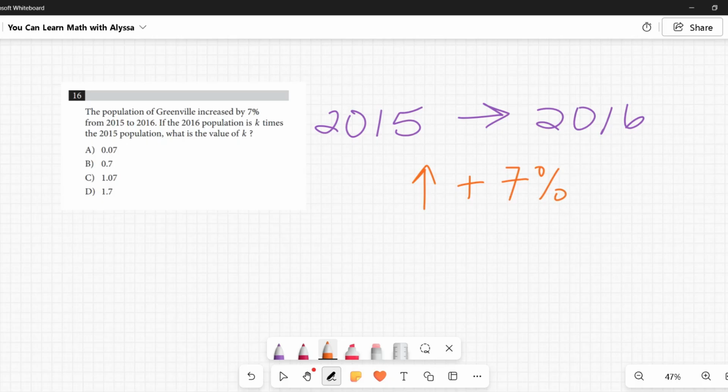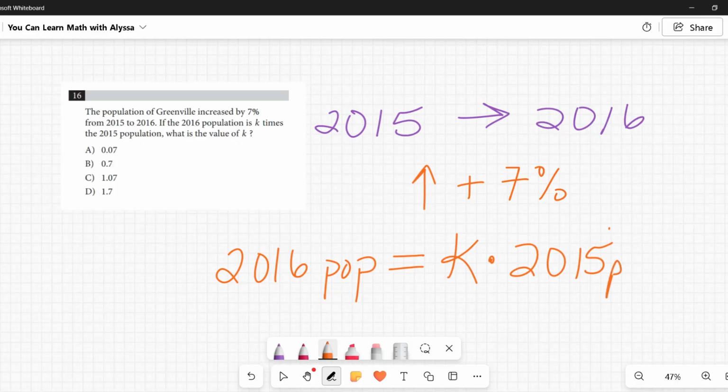So we're saying 2016 is, right, when we see "is" in a word problem, a lot of times that's where an equal sign goes. So my 2016, I'm going to write it as an equation. The 2016 population is K times the 2015 population. What is K? So what do I need to multiply that 2015 population by to get to the 2016 population? And look at my answers.